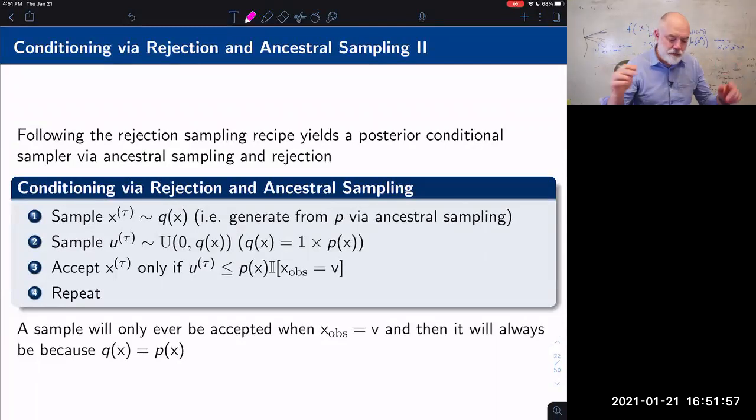So this rejection sampling recipe yields a posterior conditional sampler via ancestral sampling and rejection. Sample x tau from Q of x. In other words, generate from P via ancestral sampling. Sample U tau between 0 and the value of Q at x, where Q of x is just the joint. Then accept if and only if U is below P of x times this indicator function. It can only be below or equal if the indicator function is true. And then rinse and repeat.